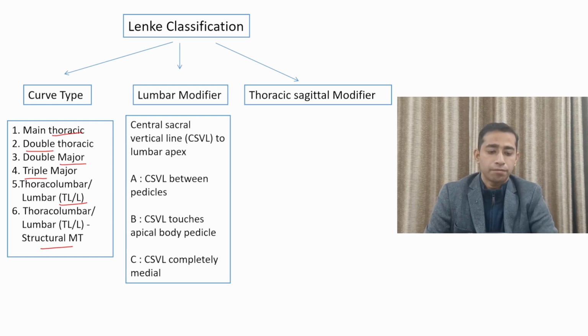Now, if the CSVL is between the pedicles of this apical vertebra, it is type A. If it touches the apical body pedicle, it is type B. And if it is completely medial to the apical body, it is type 3 or C.